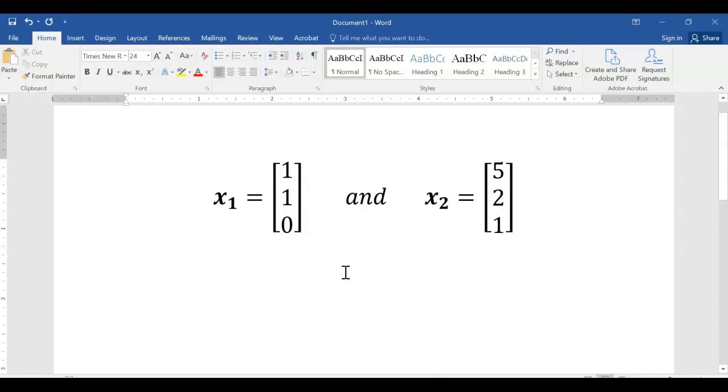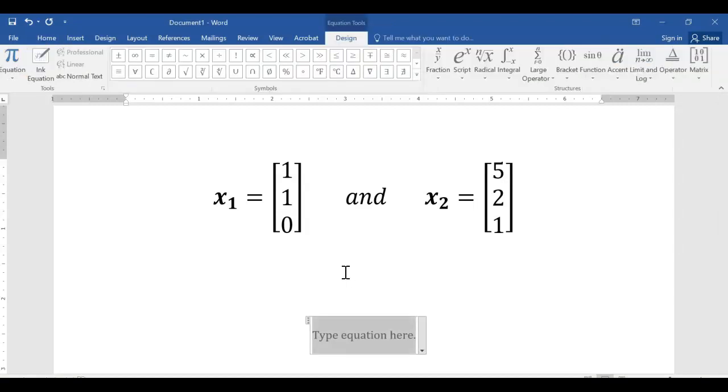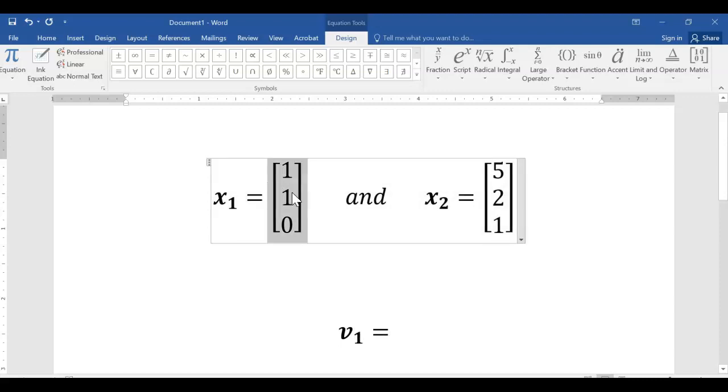All right, so here we go. During the Gram-Schmidt process, I'm going to say v1, let's make that bold, v1 is equal to (1, 1, 0).